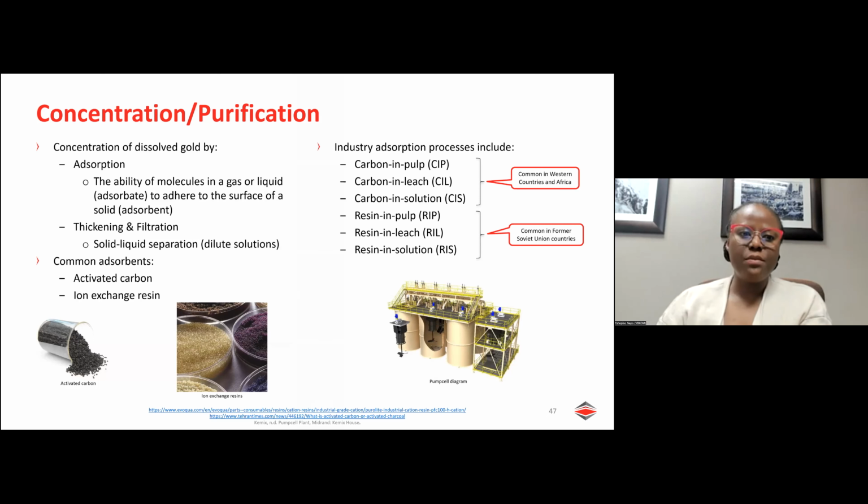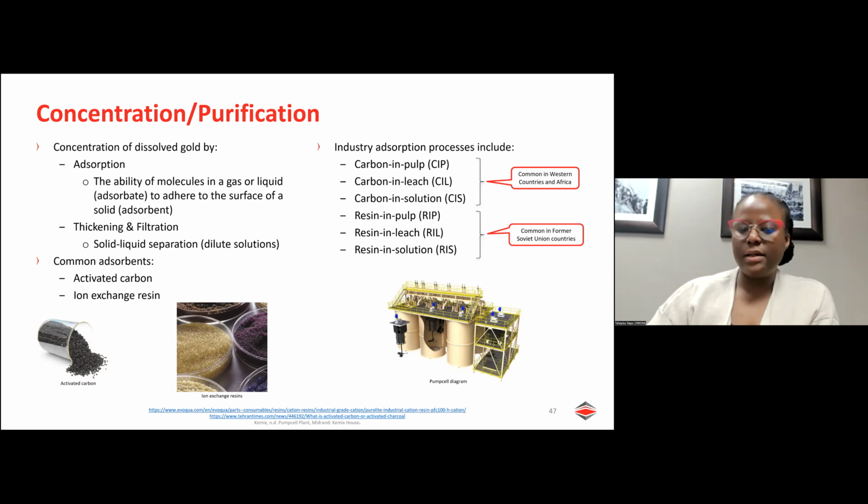Okay, then concentration and purification is typically done through adsorption. Even thickening and filtration can also be used. Starting off with adsorption, this is achieved using activated carbon or ion exchange resins. And this is done to adsorb the gold that is now dissolved in your solution onto the surface of your adsorbent. This is typically done using a CIP or CIL circuit, or if resin is used, it will be an RIP and an RIL circuit.